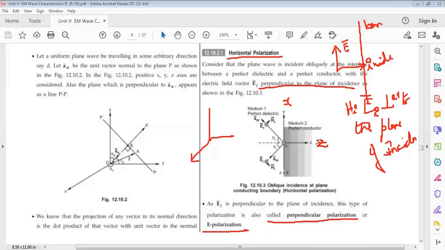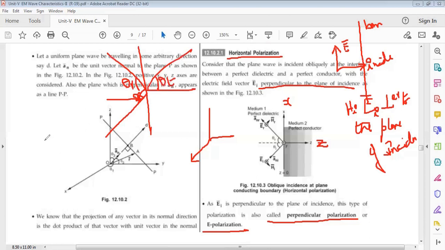The wave is incident to the plane with an angle of theta I here, and there is a reflection, theta R. Normal incidence means there is no angle between the boundary and the surface, whether dielectric and dielectric, or dielectric and conductor. But oblique incidence means there is an incident angle theta I, the reflection is at an angle theta R, and the transmission is at an angle theta T.